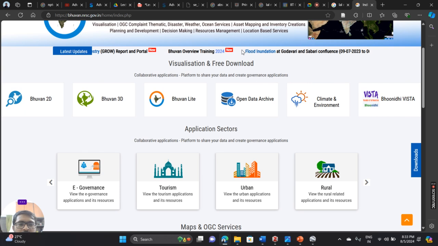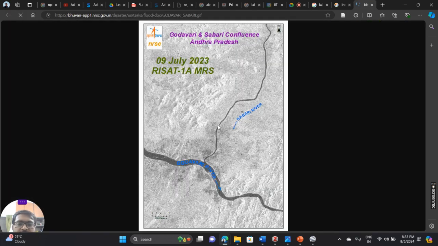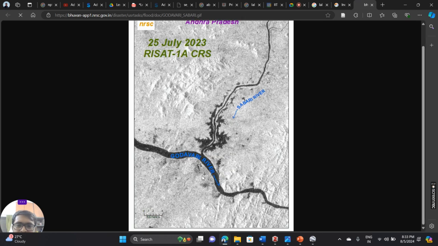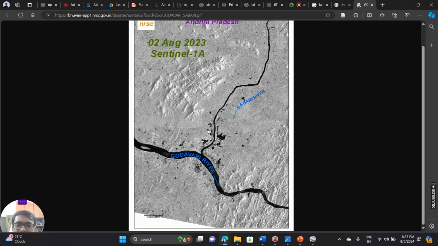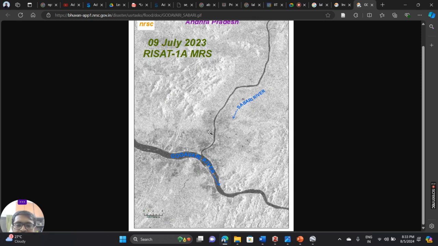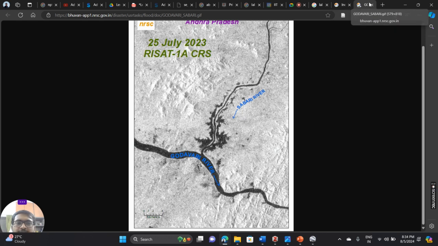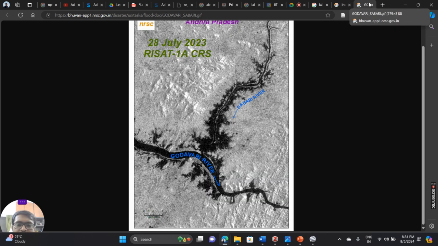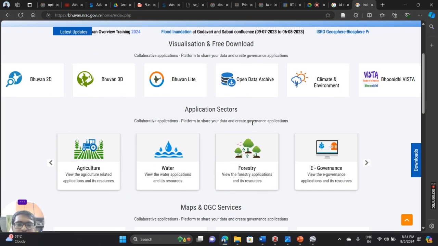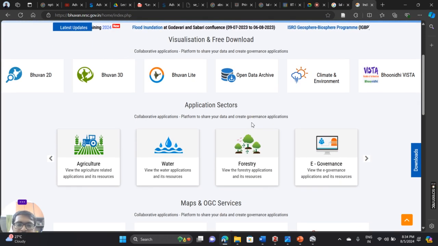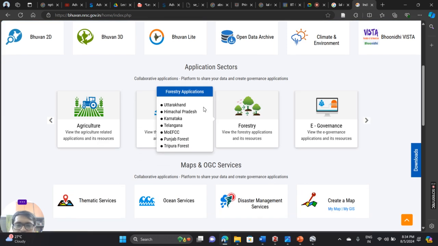Here you can also see this flood inundation. In this monsoon season, they are giving the flood inundation maps, so you can see how flooding is happening. This is the 2023 flood which happened in the Godavari River basin. Similarly, you have so many data sets available over here. So we'll look into this portal one by one.